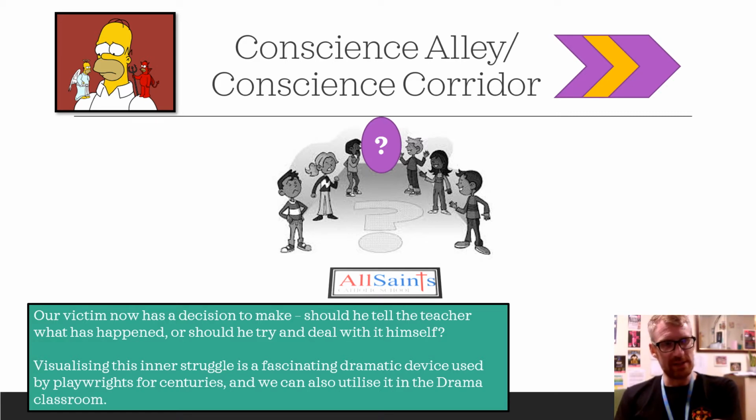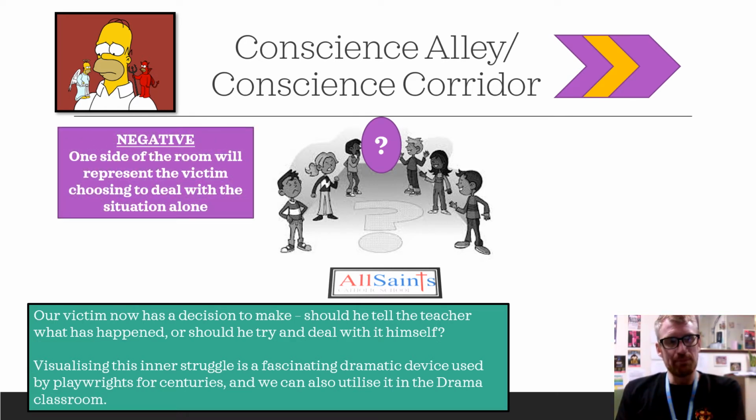So the way you do it is this. You have half of the class down one side of the drama classroom. You have the other half of the class down the other side of the drama classroom, with one student picked out, and there where the question mark is on that diagram, okay? So one half of the class is going to represent the more negative thoughts of the character, and we're saying that that means that they're going to try and deal with the situation on their own. They're not going to reach out for any help at all.